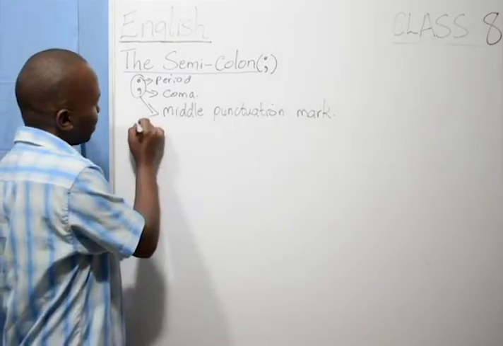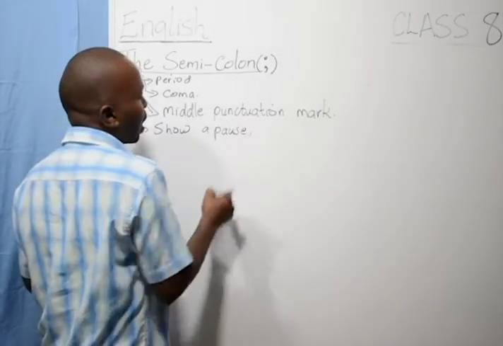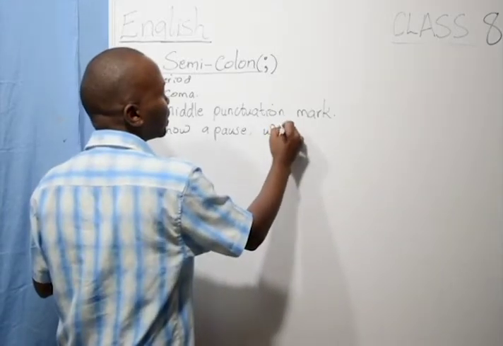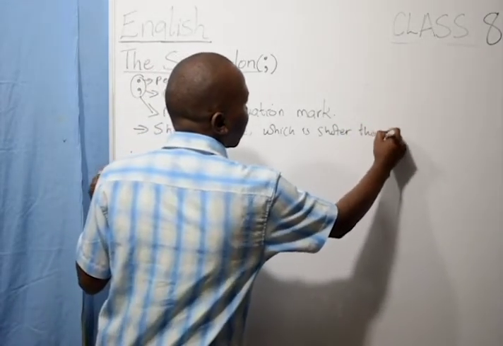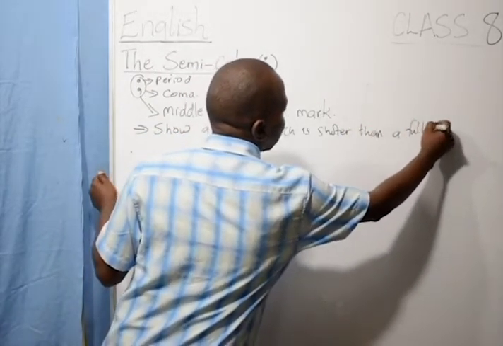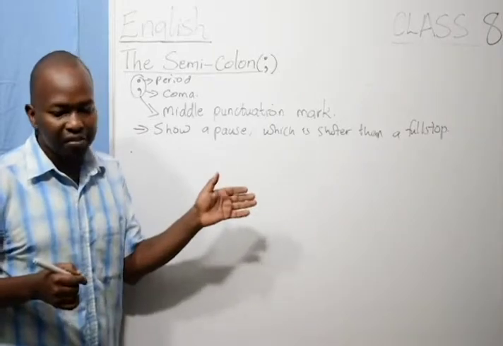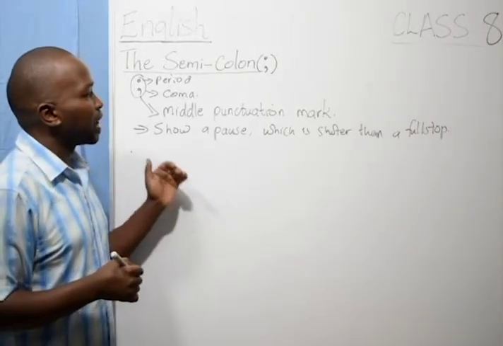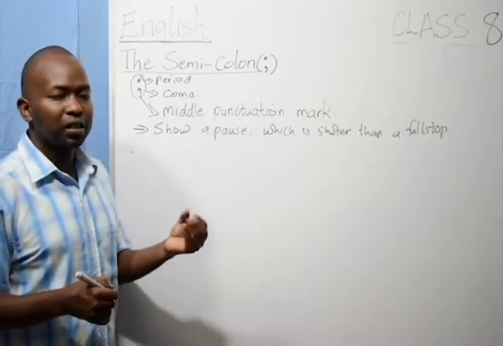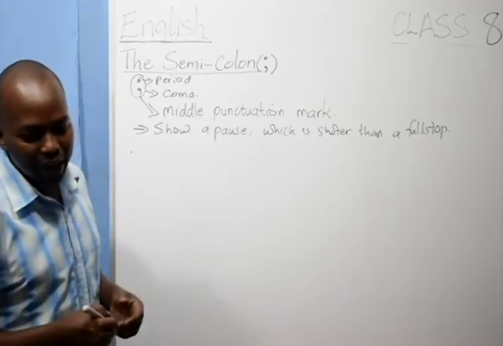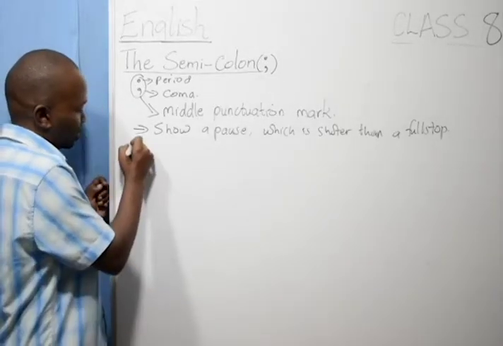Now, the semicolon shows a pause. It is used to show a pause which is shorter than a full stop. So it is important that when you are pausing at the semicolon, you just pause for a very short moment, then you continue saying what you intend to say. Now, it is used in several ways that we shall look at.